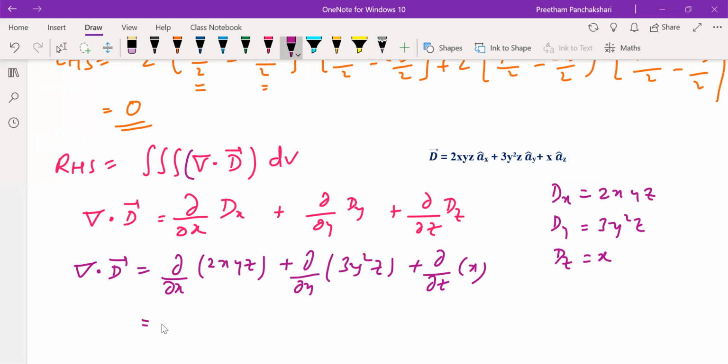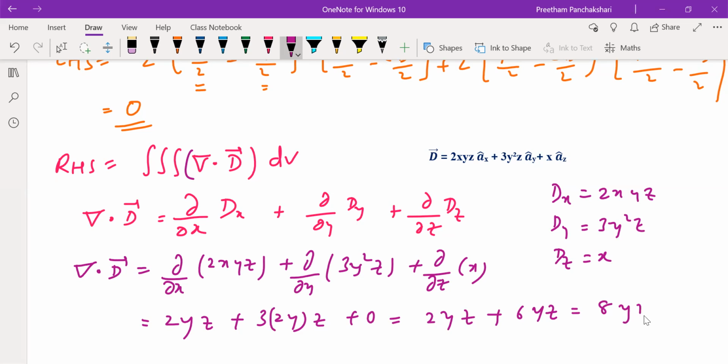So after differentiation with respect to x, you are left with 2yz. 2yz are constants because differentiation is with respect to x. Differentiation of x is 1. Similarly, here 3 is constant, z is constant. You have to differentiate y square. Y square differentiation is 2y. Z remains the same. The last one is the differentiation with respect to z. So there is no z at all. That's why it's going to be 0. So we have 2yz plus 6yz, total 8yz. Take y z as a common factor: 6 plus 2 is 8. 8yz.